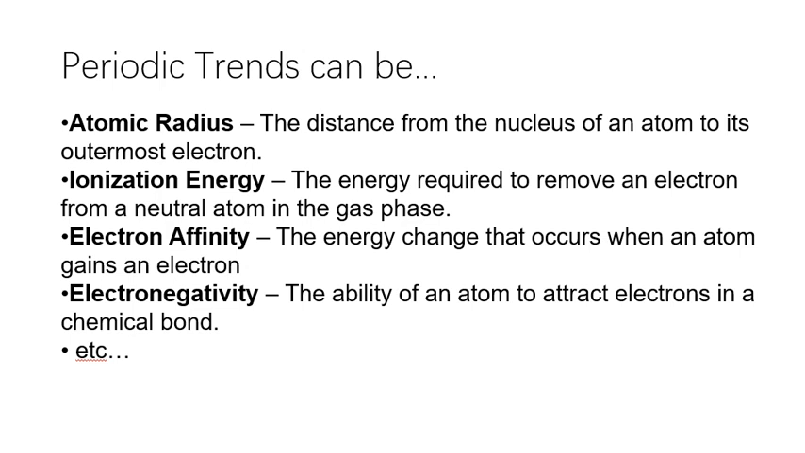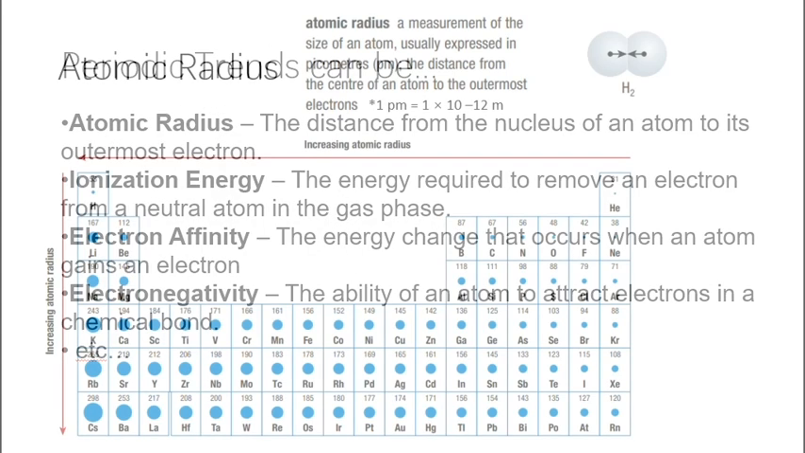Periodic trends can be the following: atomic radius, ionization energy, electron affinity, electronegativity, and etc. And we're going to be examining them in today's lesson. And let's start off with the atomic radius.